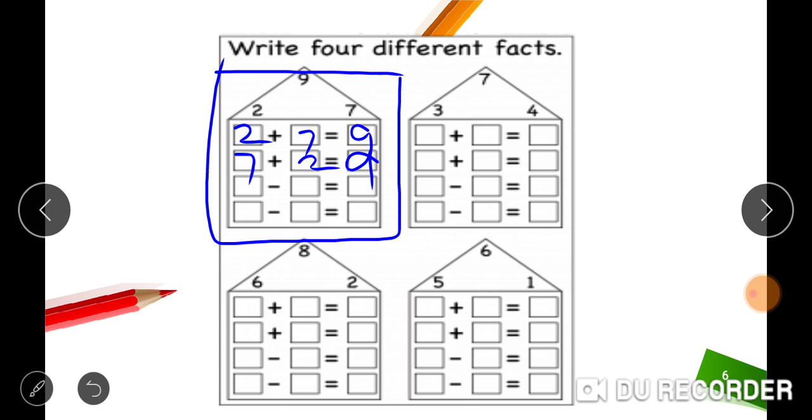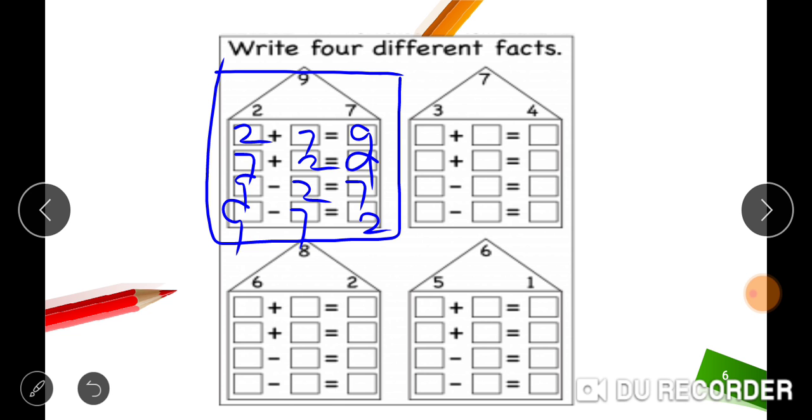Now for subtraction, the biggest number comes first. And so what's the biggest number? 9. 9 take away 2 equals 7. 9 take away 7 equals 2. Can you see that they are related? Look at plus and minus. They are cousins.